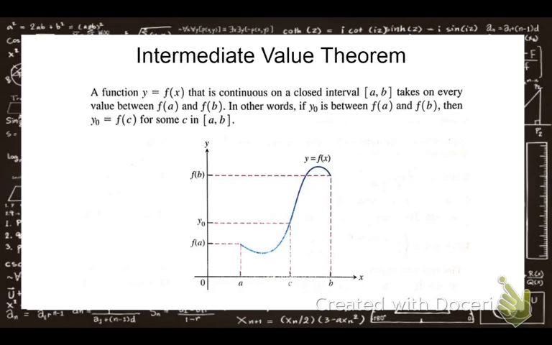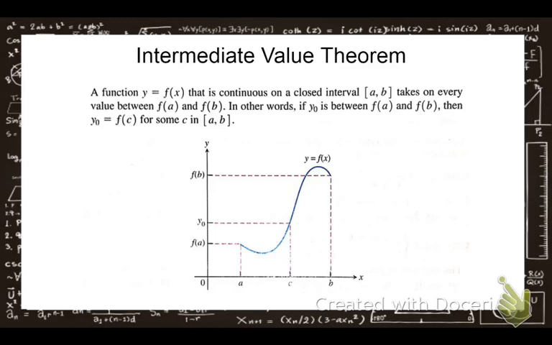So every single one of these y values is going to be attained as long as this original function was continuous. That's what the intermediate value theorem says. There's lots of different applications of this and ways that it's applied on the AP test, but that's the general overarching concept for the intermediate value theorem.